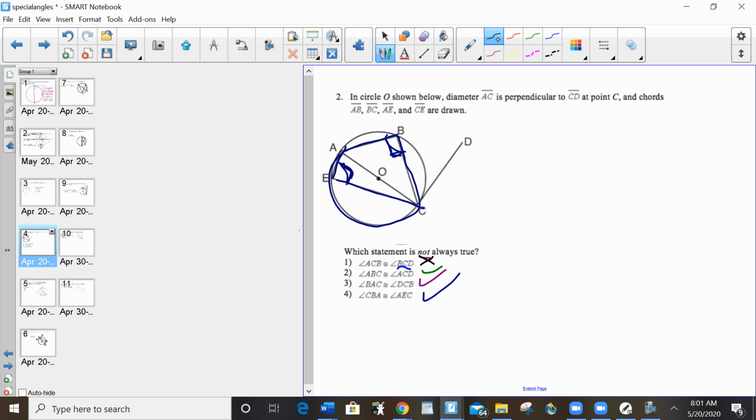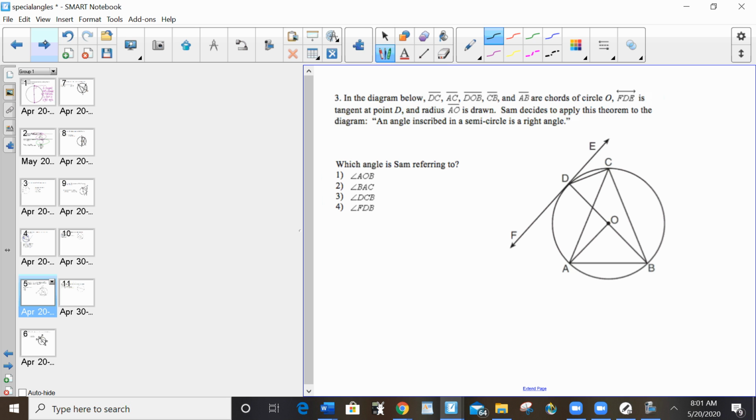Which statement is not always true? Choice 1. And I always go through all 4 choices regardless. If it's correct, I put a check. If it's incorrect, I put an X. I'll either end up with 3 checks and an X or 3 X's and a check, and then I'm going to read carefully and make sure I answer the question. So it's just utilizing these rules to get my answer.